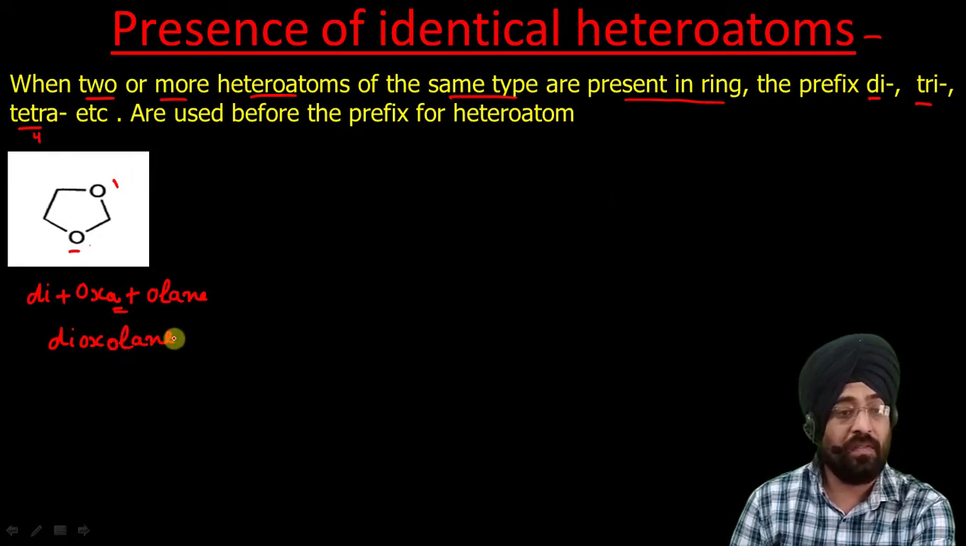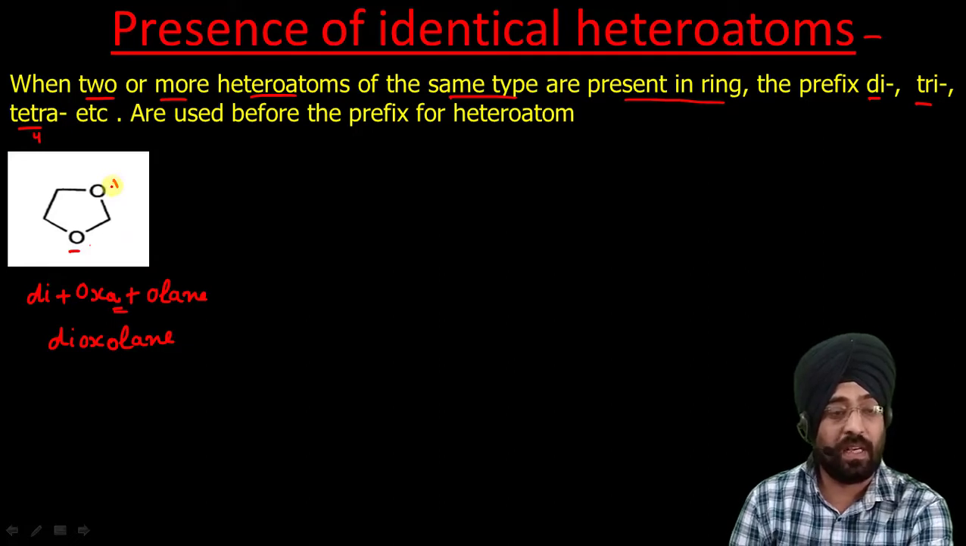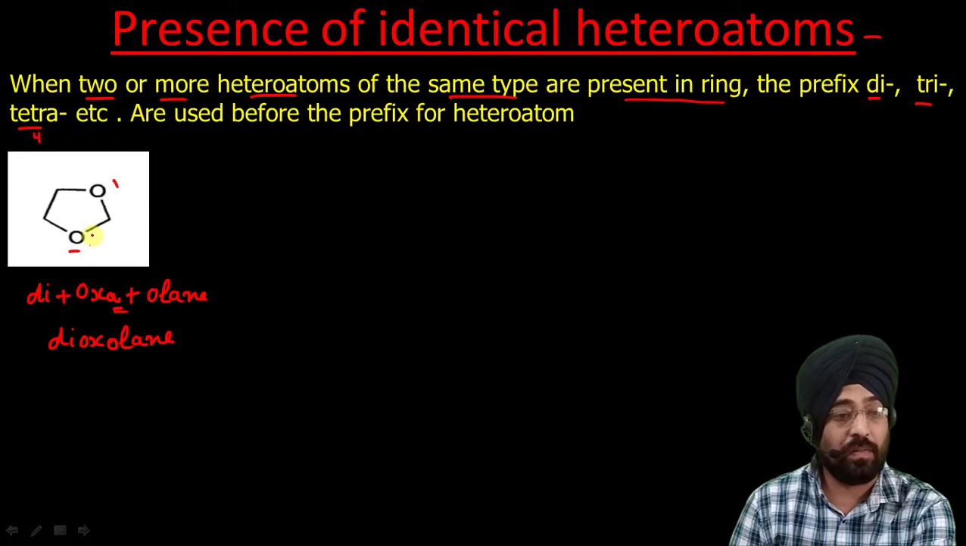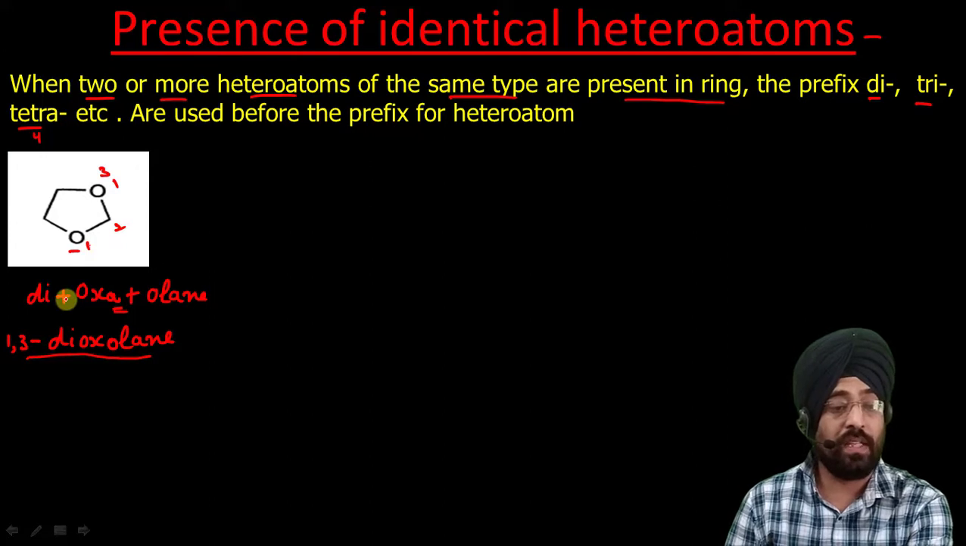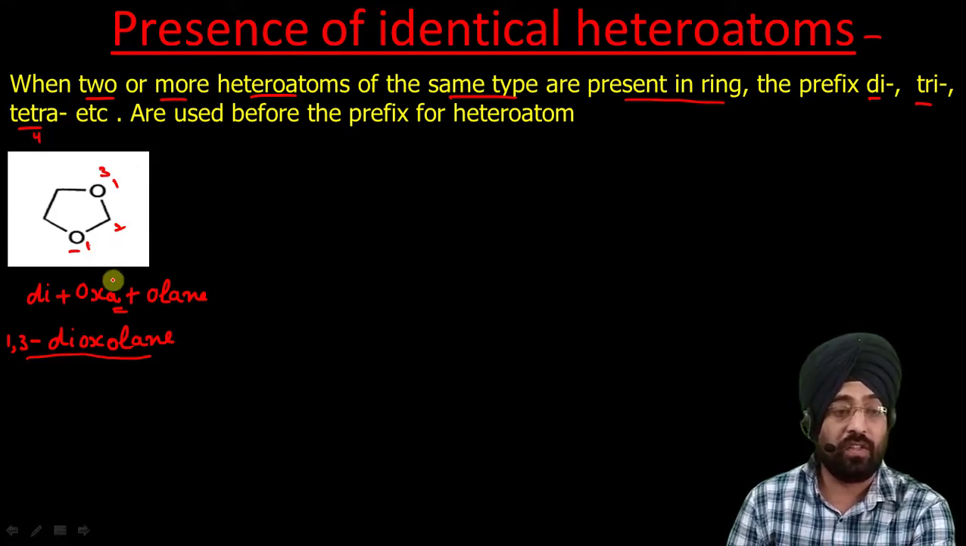Now this is incomplete. We also have to specify the position of these atoms. I will discuss in my next slides how to number these heteroatoms, but these will be numbered as 1, 2, 3. So forget about this for now; I will discuss it in my next slide. So its name is 1,3-dioxolane. That is its IUPAC name according to the Hantzsch-Widman rule. So it is quite simple.